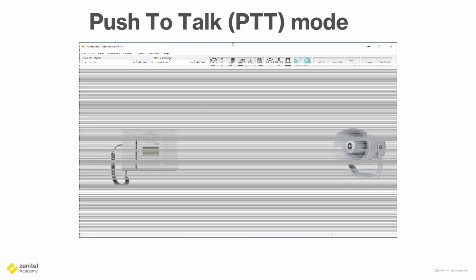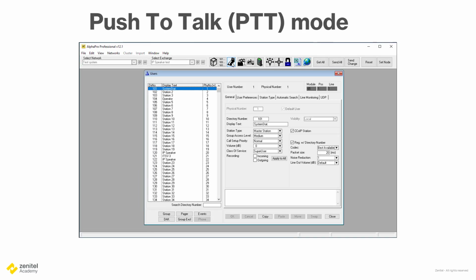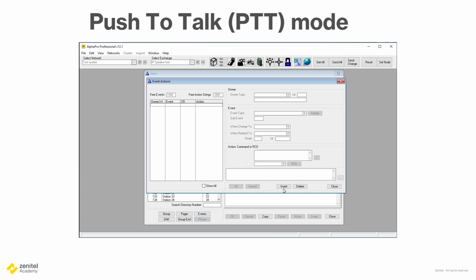Start the Alpha Pro configuration tool, select the IP speaker from the Users and Stations list box, and select the button, Events. Insert a new event with the following properties.